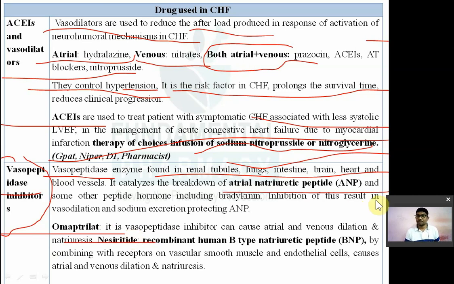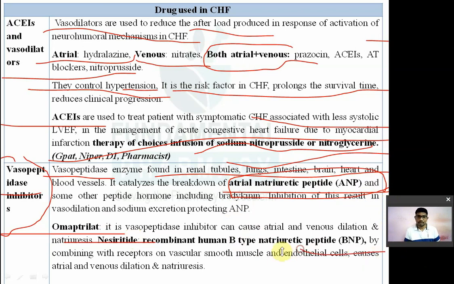ANP is known as atrial natriuretic peptide, which is secreted by, where does this atrial natriuretic peptide come from? It comes from the atrium of your heart. Atrial natriuretic peptide is secreted by the atrium of your heart. And nesiritide is recombinant human B type natriuretic peptide. So BNP, ANP and BNP.